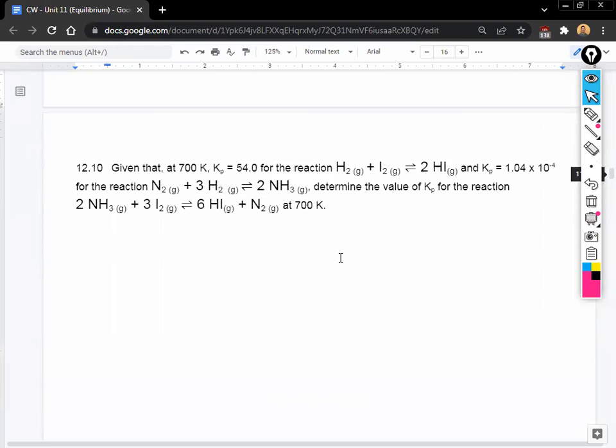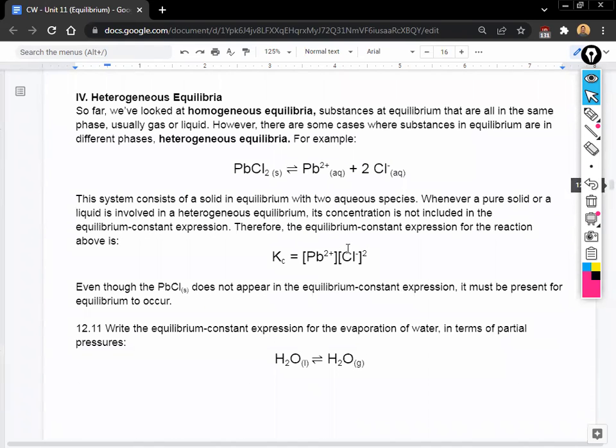But now we're going to be talking about heterogeneous equilibria, and that's when the substances are in a different state of matter, okay? So we have an example here. You guys don't need to write that definition down. You should know what homo and hetero mean by now. Hetero just means different, so the compounds in the reaction are in different states of matter.